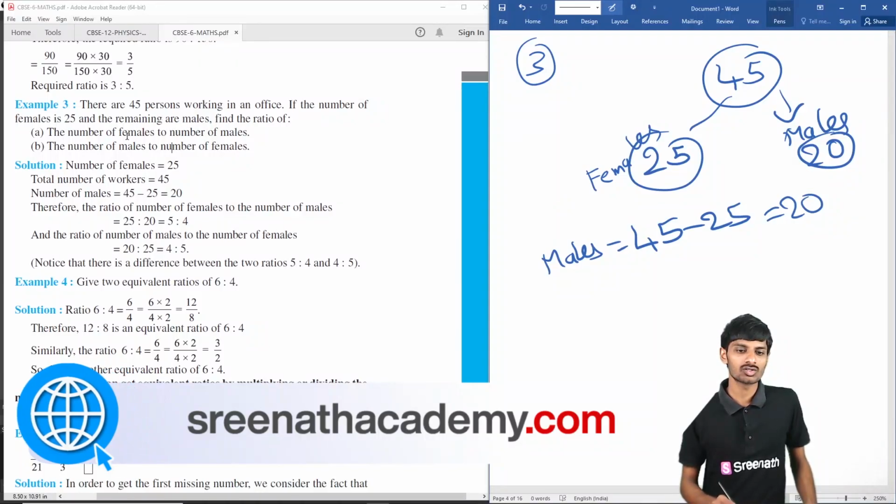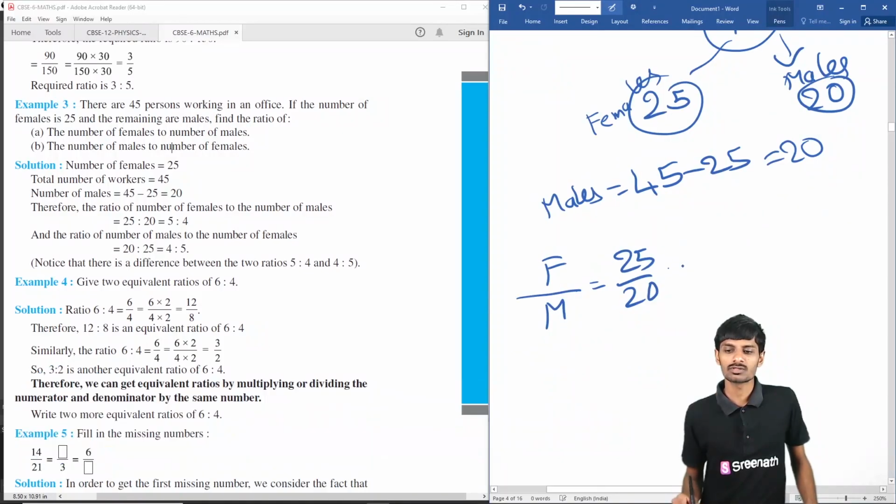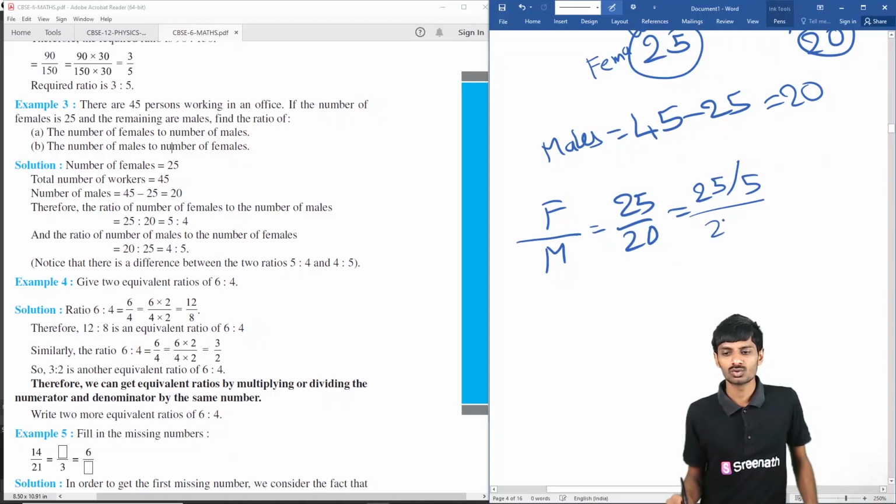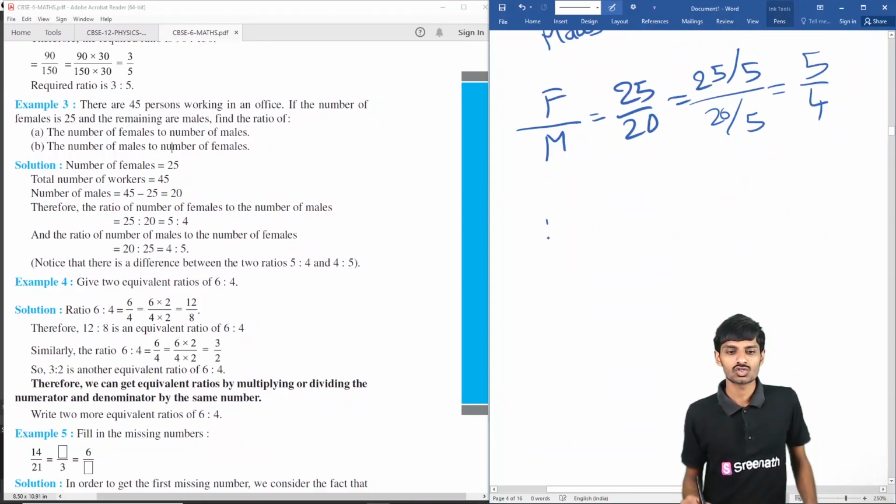So what do we have to find out? The ratio of the number of females to the number of males. Females are how many? 25. Males are 20. In both terms, 5 can be divided. 25 by 5 and 20 by 5. So it is 5 times and 4 times. So 5 by 4.